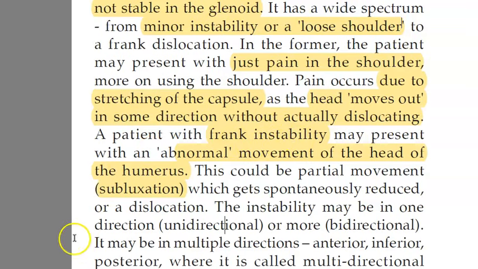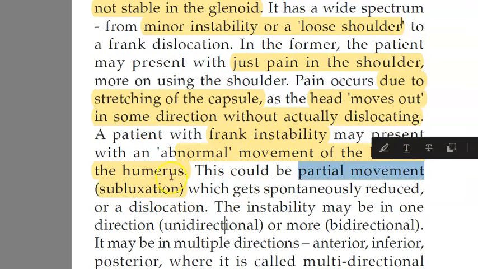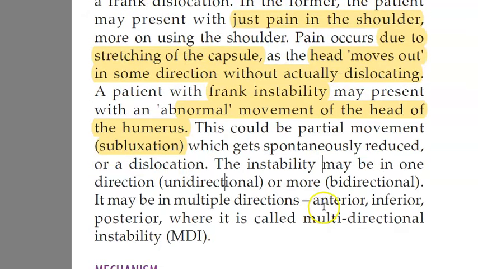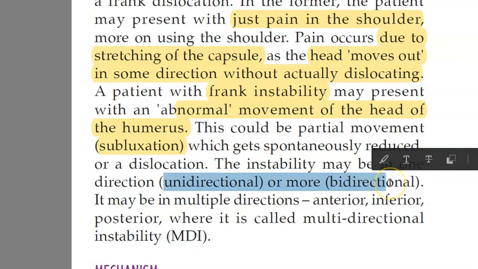Now coming to frank instability, there is actual subluxation, partial, abnormal movement of the head of the humerus, partial movement which gets spontaneously reduced. By itself it can get fixed, or it can go into a dislocation also. And this instability can be in any direction or multi-direction.